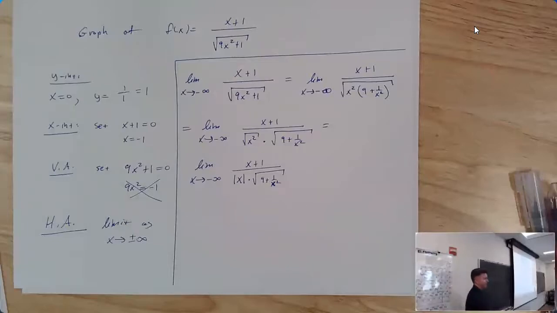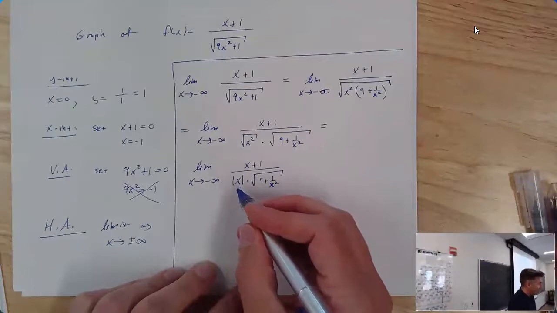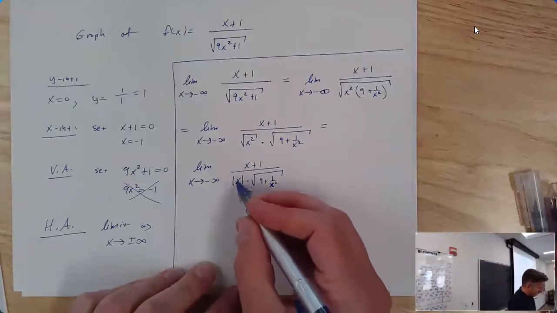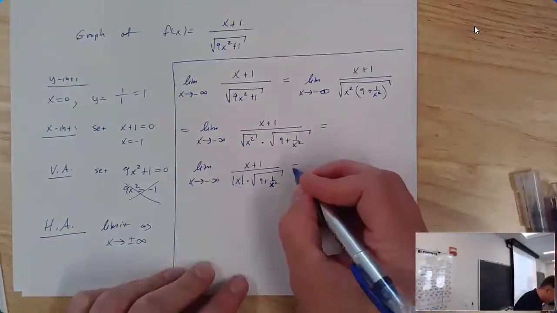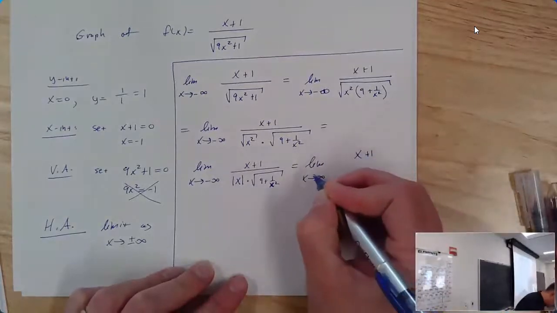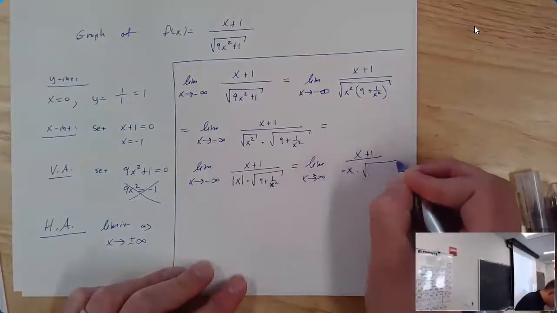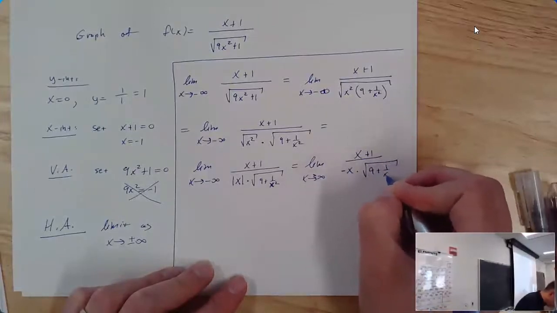I'm multiplying it by negative 1. That's how you turn any negative input in an absolute value into its corresponding positive output: by multiplying it by negative 1. So the absolute value of x here, x is negative. How do I turn that negative value that x is into a positive number? I rewrite it as the limit as x goes to minus infinity of x plus 1 over negative x times the square root of 9 plus 1 over x squared.